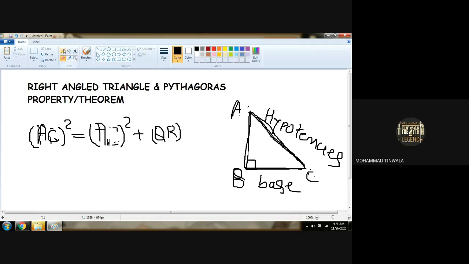બરાબર ને? કે સરની મિસ્ટેક છે? AB square plus અહીંયા શું આવી જશે? BC. BC square. Very good.